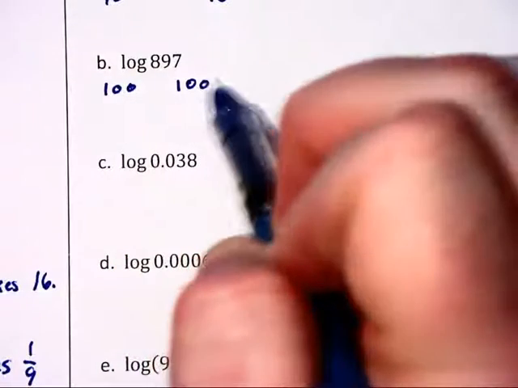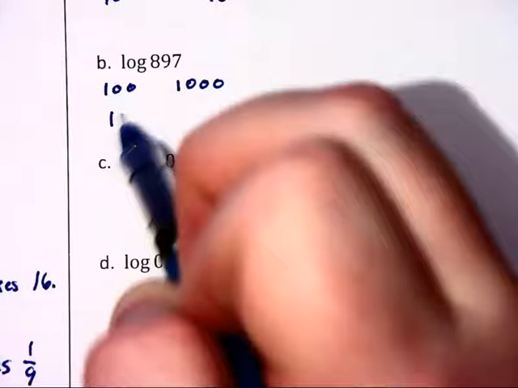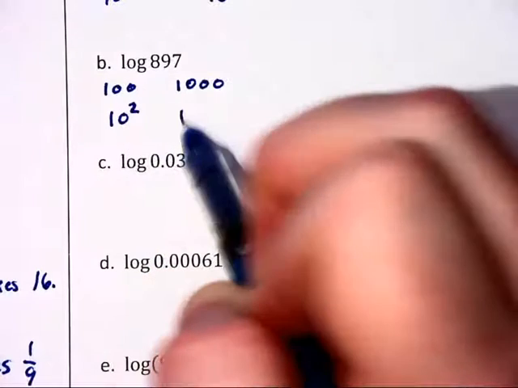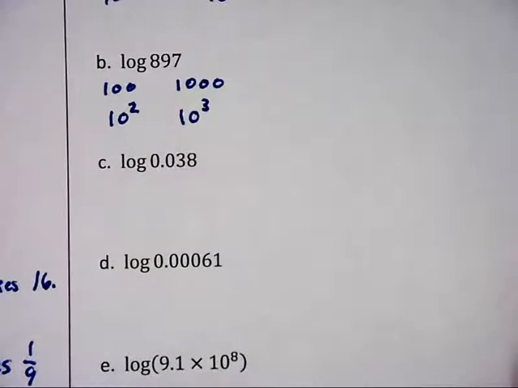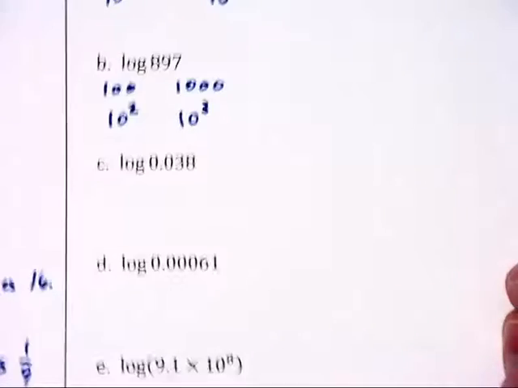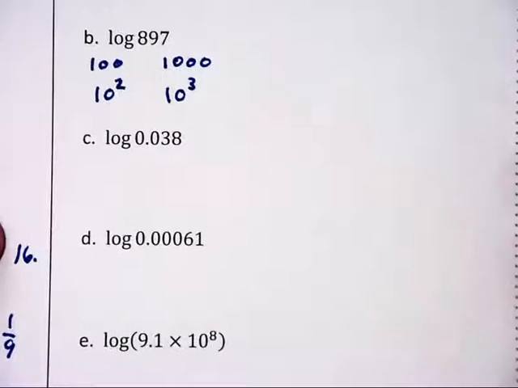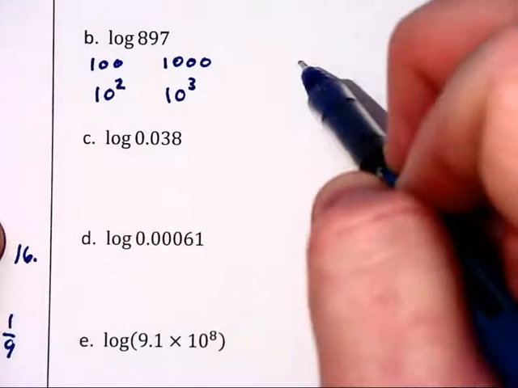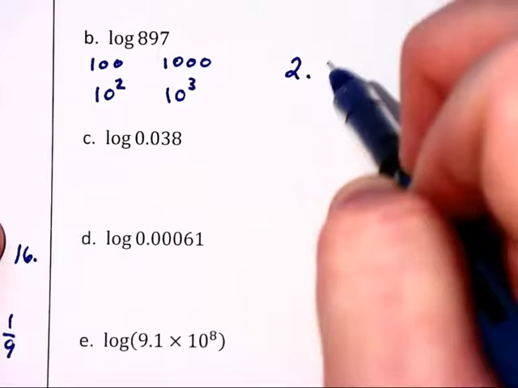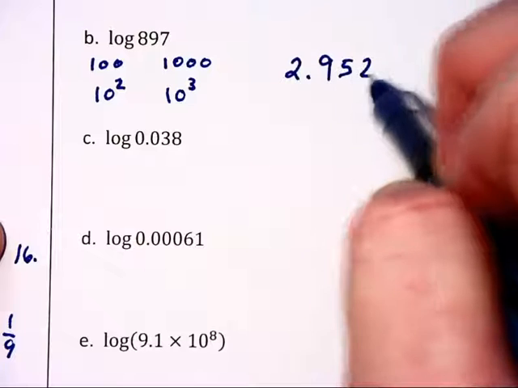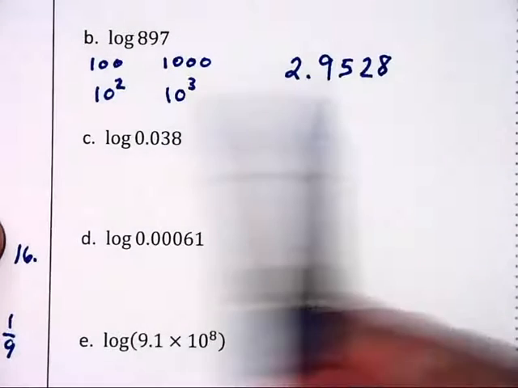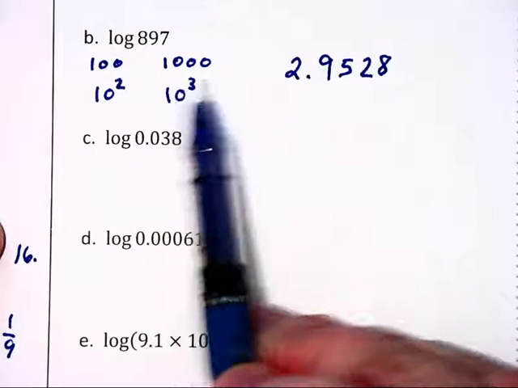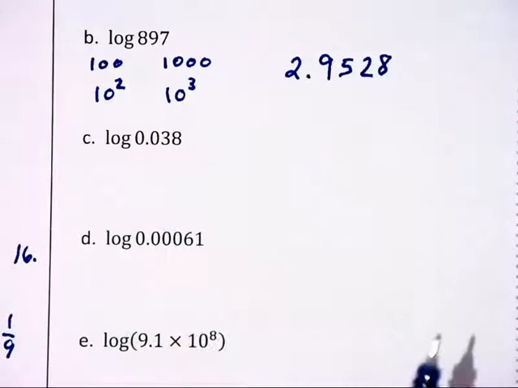897 is between 100 and 1,000. 100 is 10 to the second power. 1,000 is 10 to the third power. So our estimate is that our answer is going to be between 2 and 3. And when you actually plug this into your calculator, you're going to get 2.9528, which is definitely between 2 and 3. And we knew it would be closer to the 3 because 897 is a lot closer to the 1,000.